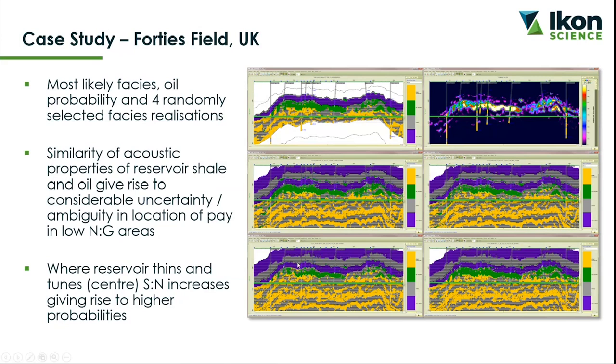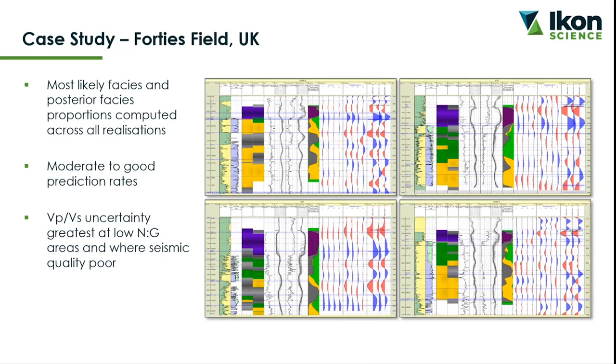But we can see that there is significant variability from one to the next, and we need to factor that into any sort of reservoir connectivity production type analysis. We get reasonable results across most of the wells, and what we tend to see is that the VPVS uncertainty is of course greatest in areas where we have lower net to gross, so there's lots of different possible vertical configurations that will give the same seismic response, but also where we have degraded seismic quality, noise, residual move out, and multiples.